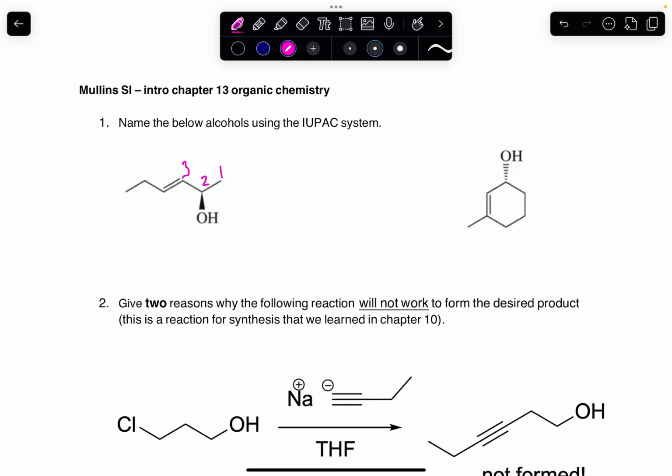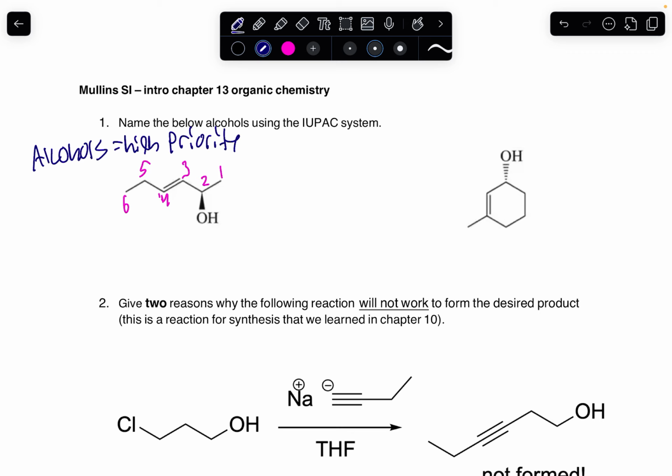So for naming alcohols, we didn't go over this in class. However, it will be on the exam, of course, and on the final, so we will go ahead and name these. Alcohols are a high priority functional group. So more than anything we've ever seen before, alcohols are going to take priority in terms of nomenclature. I'm always going to number the chain such that the alcohol is at the lowest numbered carbon.